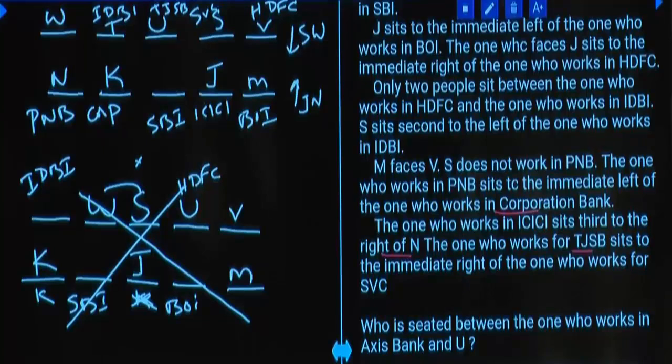Now in this one, J, K, L, M, N are the 5 persons left over. And is there any bank left over here? Now this W works in Axis Bank. Now these are the 10 persons, and the order is W, T, U, S, V, N, K, L, J, M. Now W Axis Bank, and T is IDBI, and U is TJSB, S is SVC, V is HDFC, N is PNB, K Corporation Bank, L SBI, J ICICI, and M is Bank of India.